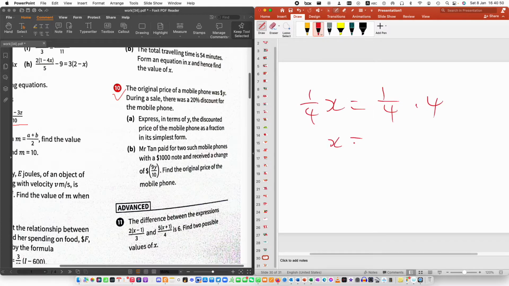what is x? 4. Why? 1/4. 1/4. So it has to be 4. 4, right? This is called comparison. Are you clear?